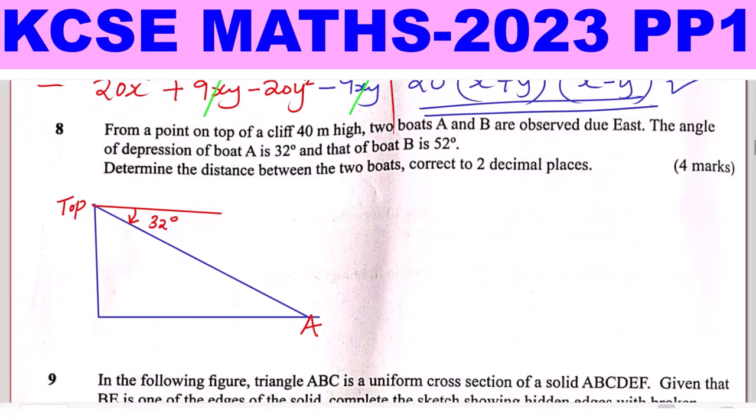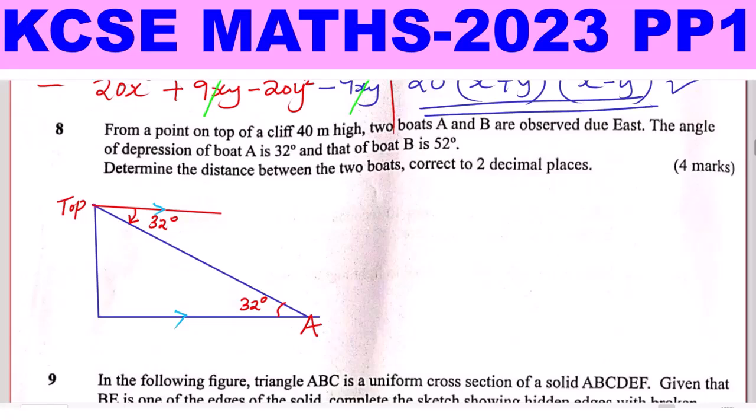That will automatically give us this angle that is here. Look at this line. This line is parallel to this, and this line is a transversal. So that is alternate to this angle that is here. So this one will be 32 degrees. That will be the angle of elevation from A to the top of the cliff.